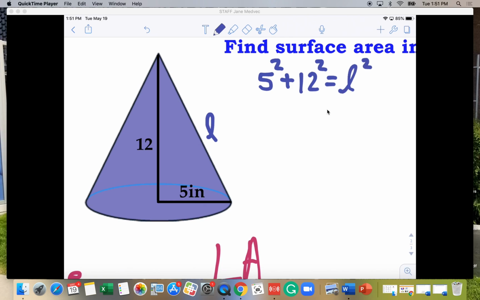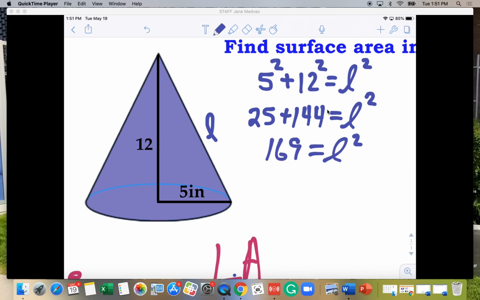You don't have to use L. If you want to do slant height, like a capital S, capital L, that's fine. If you want to use X, you can also use that. They just chose to use L. Okay, so I've got 25 plus 144 equals L squared. Add that together, I get 169 equals L squared. Square root both sides, L ends up giving me 13.